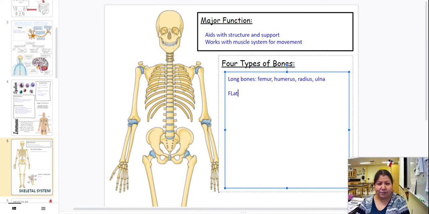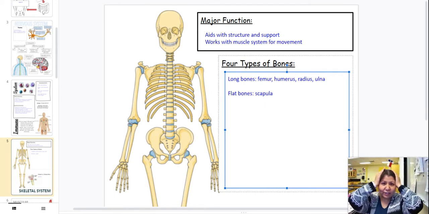We also have flat bones. Flat bones are going to be things like our scapula. That's our shoulder. If you ever look at a scapula, it's very flat. And then actually our cranium. If you ever look at your skull bone, it's very thin.